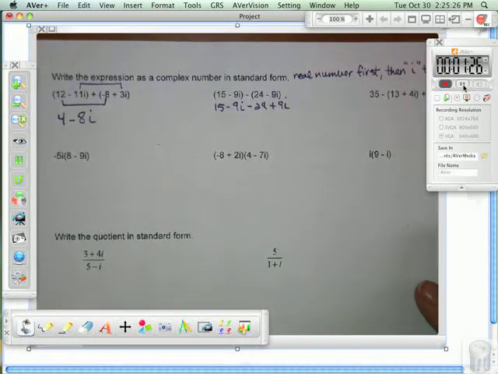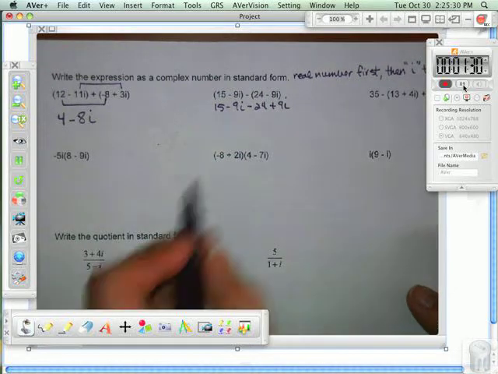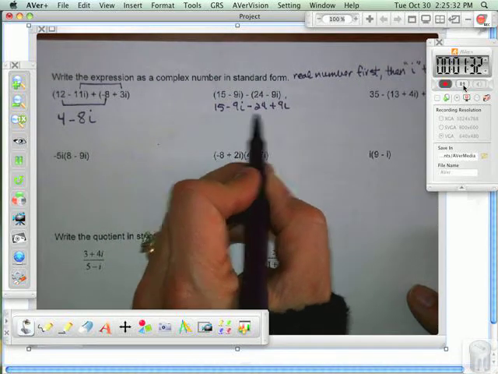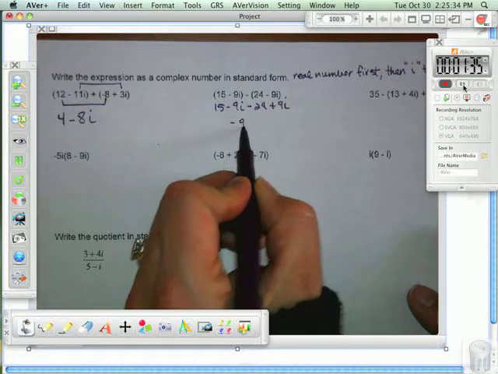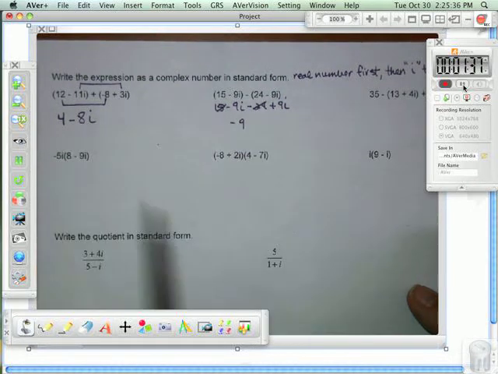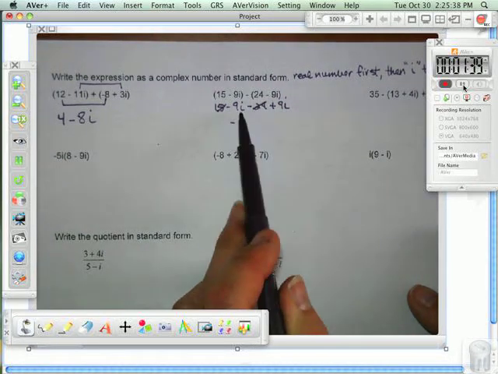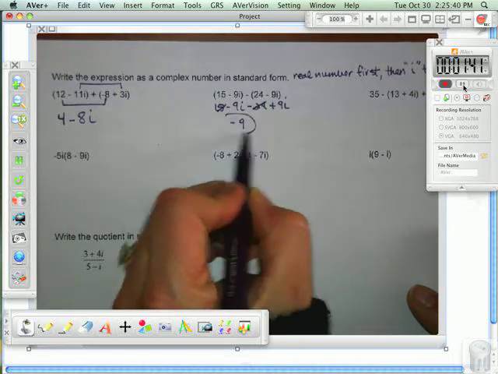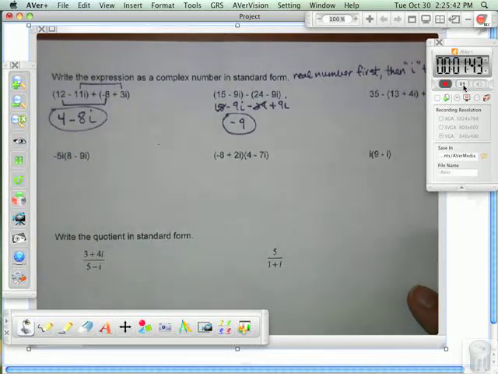I distributed the negative, and then I combine like terms. So 15, take away 24 is negative 9. And then what happens to these two? And that's your answer right there.